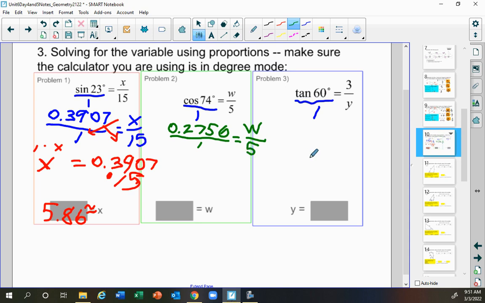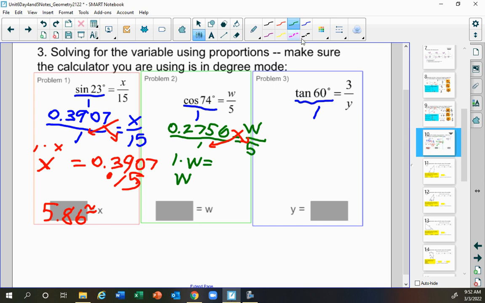All right, now, to get W, what's the only thing we have to do to this problem? Because, of course, what's 1 times W? W. So basically, if we want to figure this out, what's the only thing we really have to do? Decimal number times 5. So it's 5 times that 0.2756. That's like 1.37.